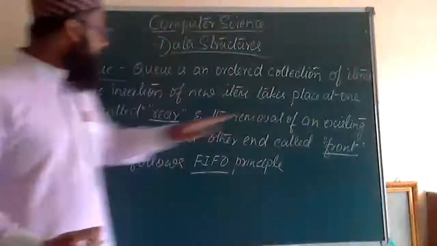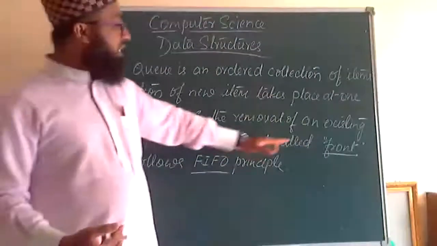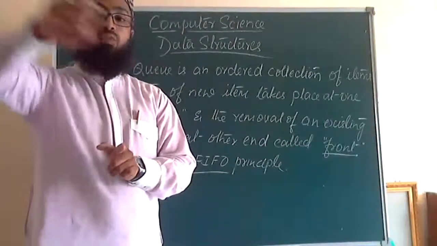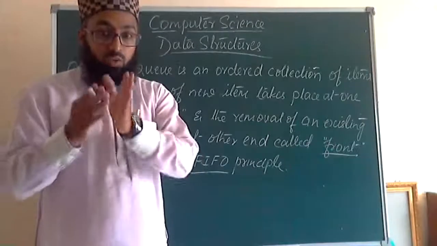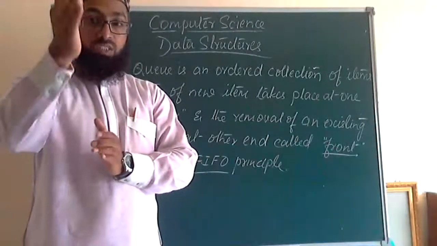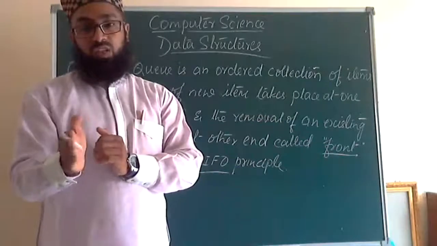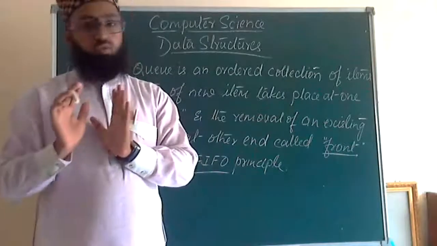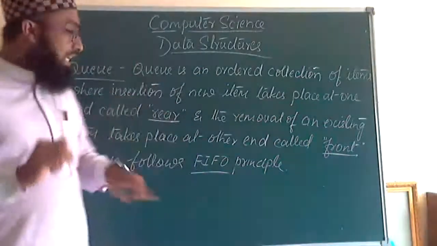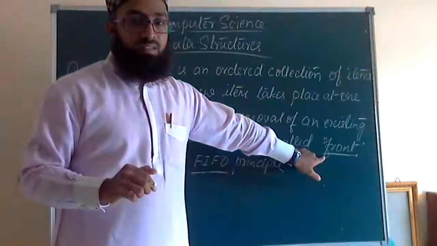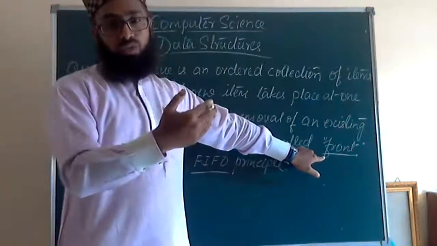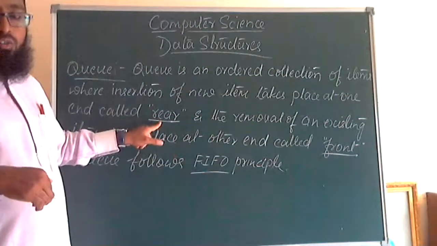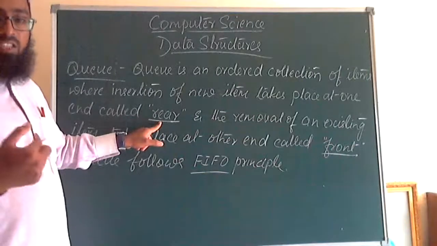And the removal of an existing item takes place at the other end called front. After completing your prayer, you cannot move from your back side. You need to move from your front side only. The person who is standing first in your line will move first, and then only the others can move. That end from where you start moving is called the front end, and the end from where your friends come and join is called the rear end.